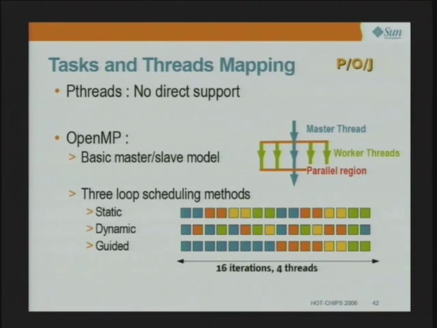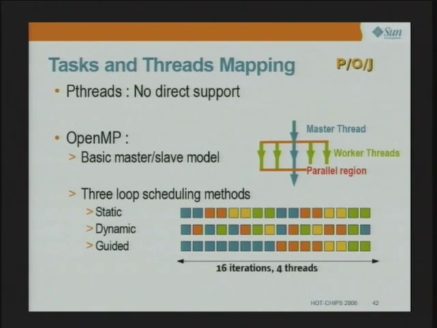So for pthreads, there's no direct support. For OpenMP, it's using the basic master and slave model. So the master comes here, creates a bunch of worker threads, and the master will decide what kind of scheme you use for the whole team to get the tasks to work. For example, for loop level parallelism, here's an example. You can have 16 iterations. Each iteration can be considered as a task. So you have 4 threads. So you want to define how you map these iterations to those threads.